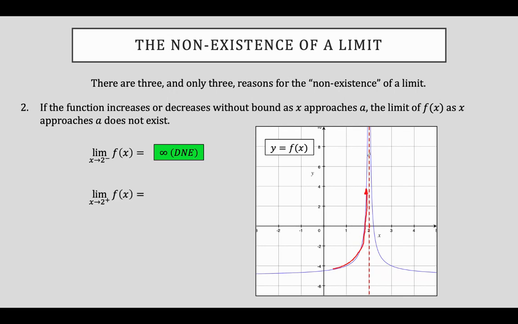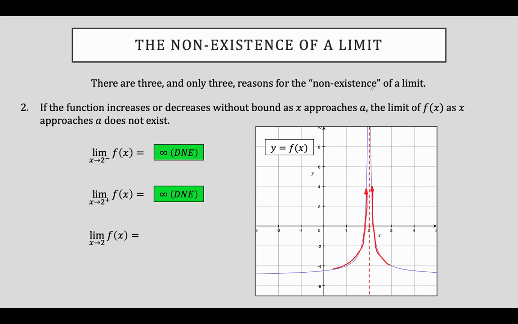Similarly, we could evaluate the limit as x approaches 2 from the right-hand side. So I'm traveling along my curve and my x values are getting closer and closer to 2 from the right. Well, what are the y values getting closer and closer to? Again, the function is continuing to go up to positive infinity. Therefore, we write infinity, and we also write DNE. Does not exist. The limit does not exist.